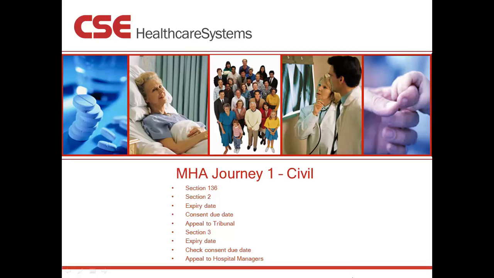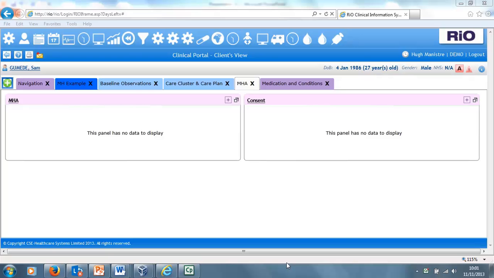Let's move on now to the more complex journeys involved in the Mental Health Act, beginning with the civil requirements outlined in the East London document. We'll start by looking at options to record section 136 and then move the patient through a journey where they are regraded to a section 2, appeal to a tribunal, or regraded to a section 3, show how consent to treatment dates are supported, and also appeal to the hospital managers. I'm going to begin with the section 136.